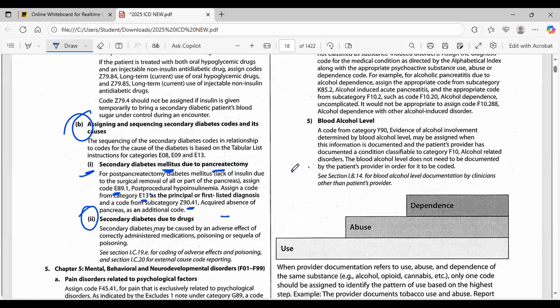Any questions, any doubt? No. Yes. Okay. No. I didn't get Z90.41.